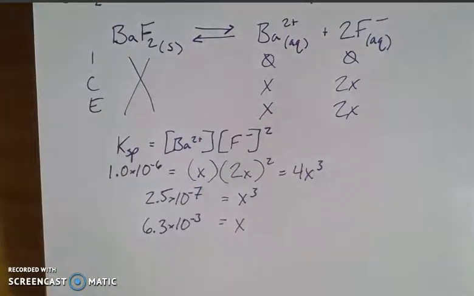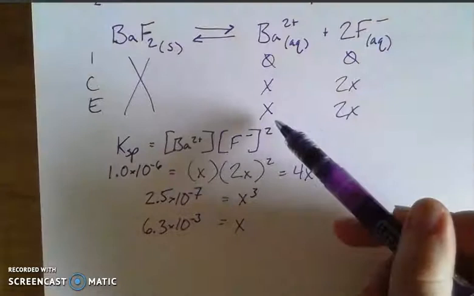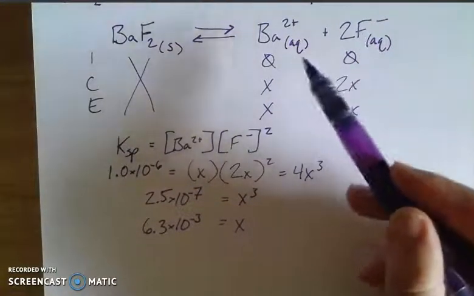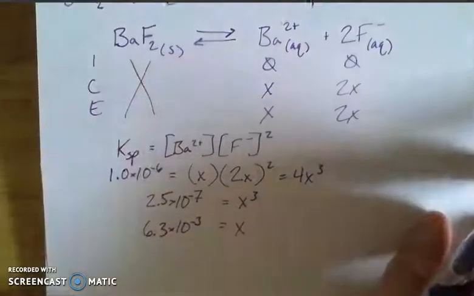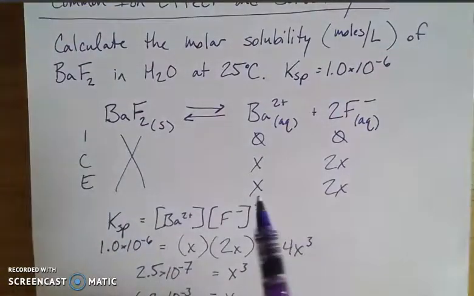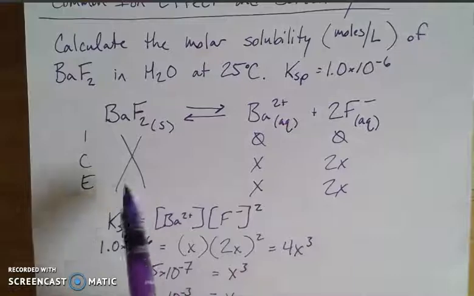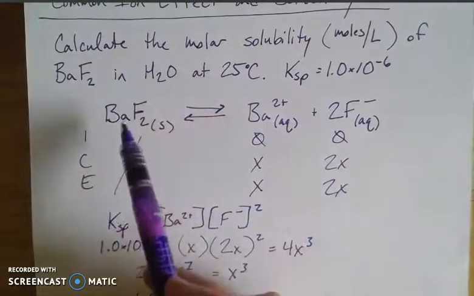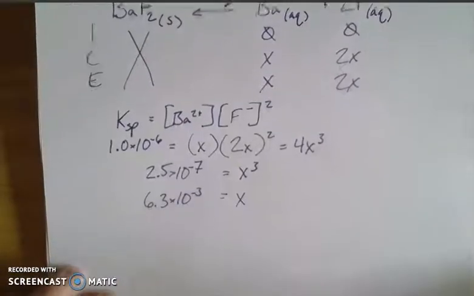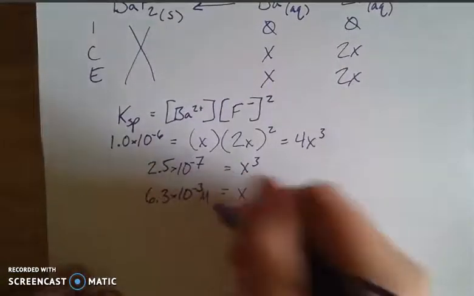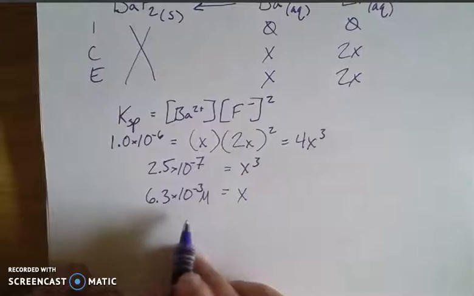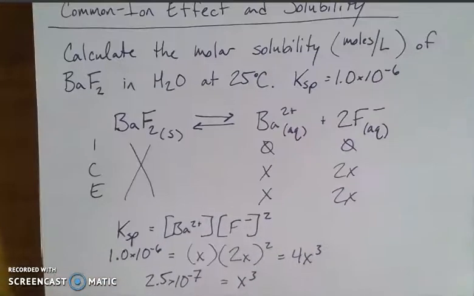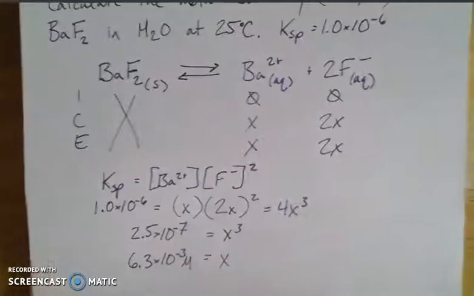Okay, so what was x again? X was my concentration at equilibrium of my barium. I was asking about the molar solubility of barium fluoride. Since it's a 1-to-1 ratio of barium ions to barium fluoride, then that x is my molar solubility. It's how many moles I can dissolve of that per liter. Okay, you with me so far? All right, so that's not very many.